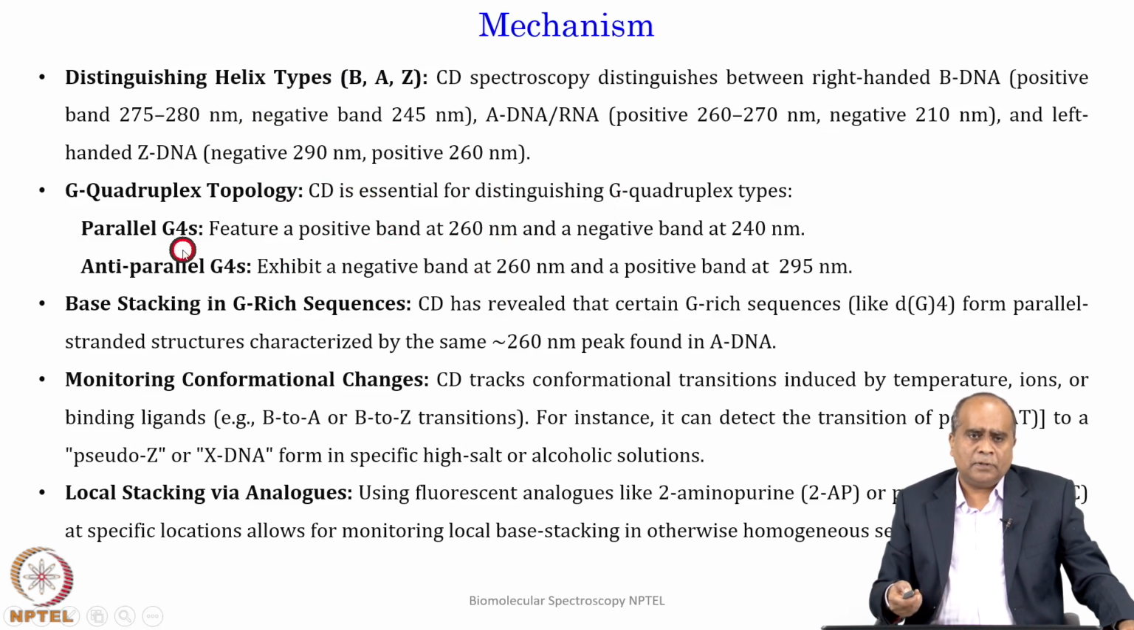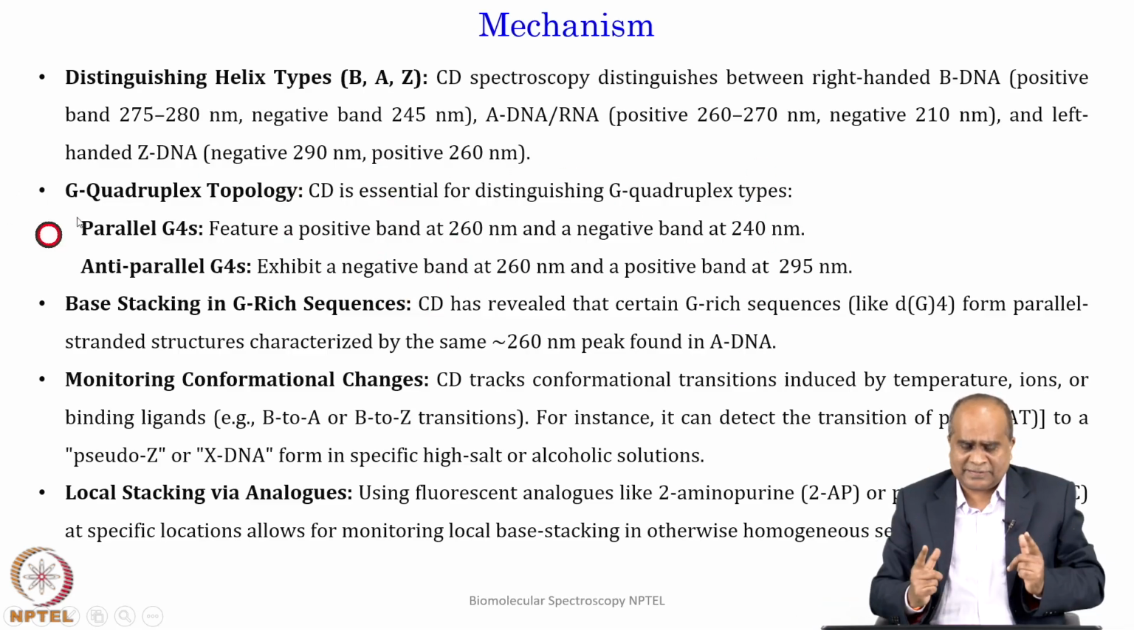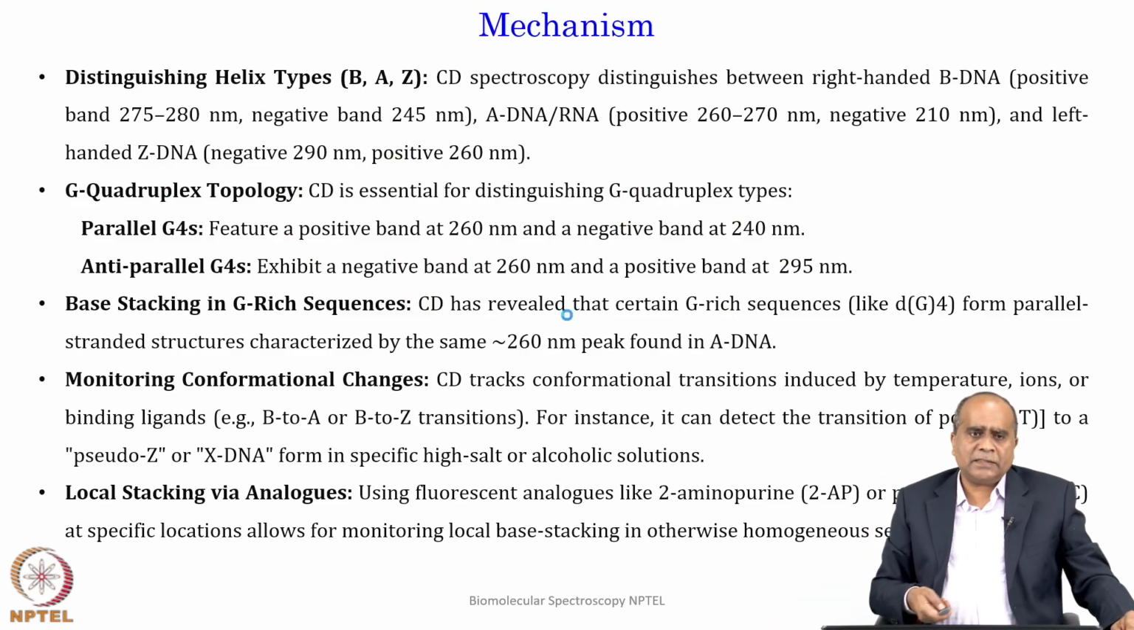A parallel G4 features a positive band at 260 and negative at 240, right, if all strands are in the same direction. The anti-parallel G4 exhibits a negative band at 260 and positive band at 295, right, because of base stacking. So, these are for parallel and anti-parallel. If we look at these signatures, we know that in quadruplex, whether it is a parallel or anti-parallel arrangement, just looking at this, right.